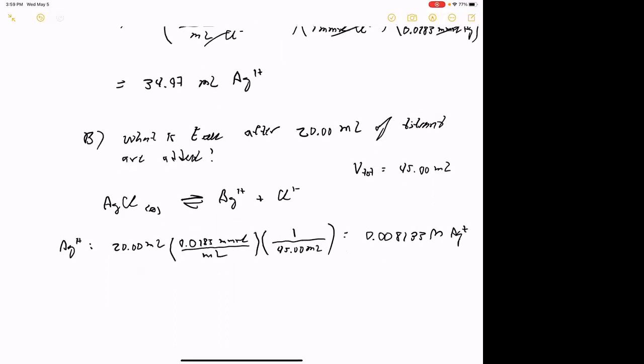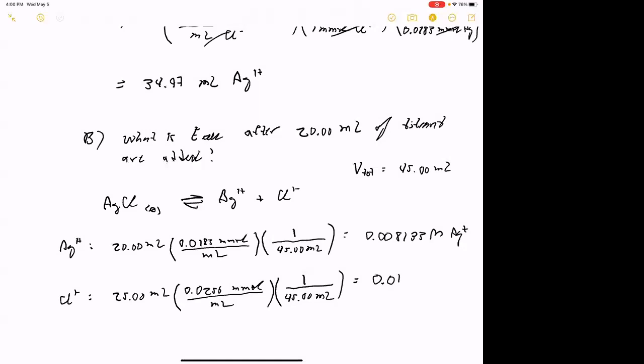What about the chloride ion? Well, we can do the same thing for that. Okay, so I'm going to take the volume of the chloride ion solution. That's the 25 mils, right? So that's going to be 25.00 mils of it. Multiply it by its concentration, 0.0256 millimoles per mil. Okay, now again, I'm going to divide by the diluted volume. So that's going to be 45.00 mils. Okay, and when I do that, I end up with 0.01422 molar chloride. All right, and if we're going to be picky about sig figs, we can do that as well.